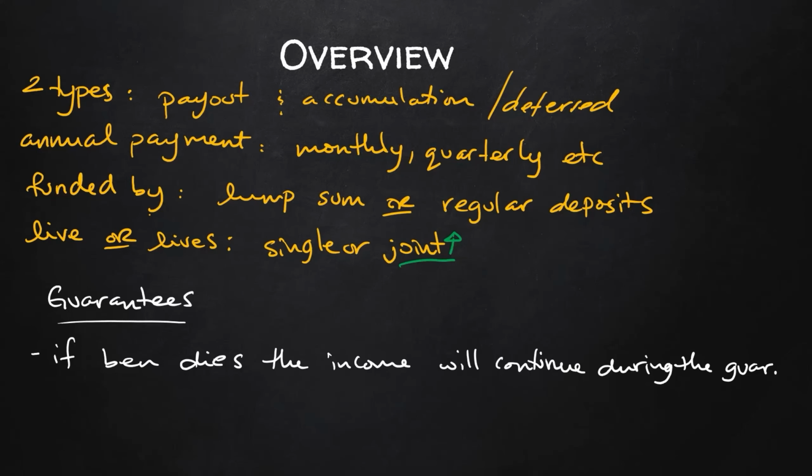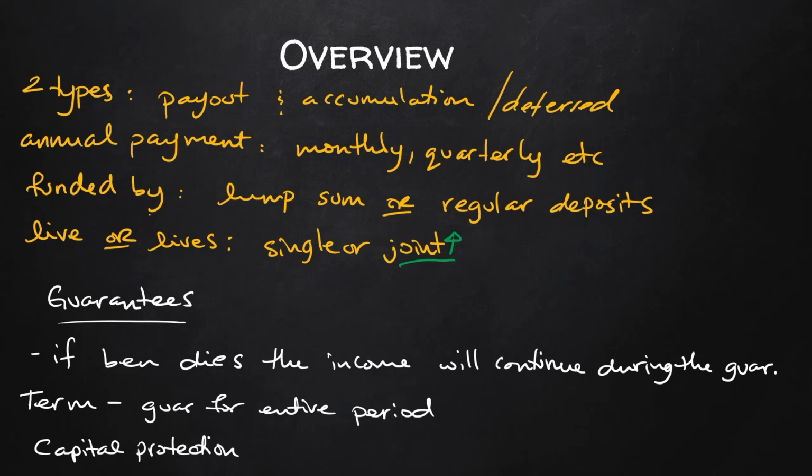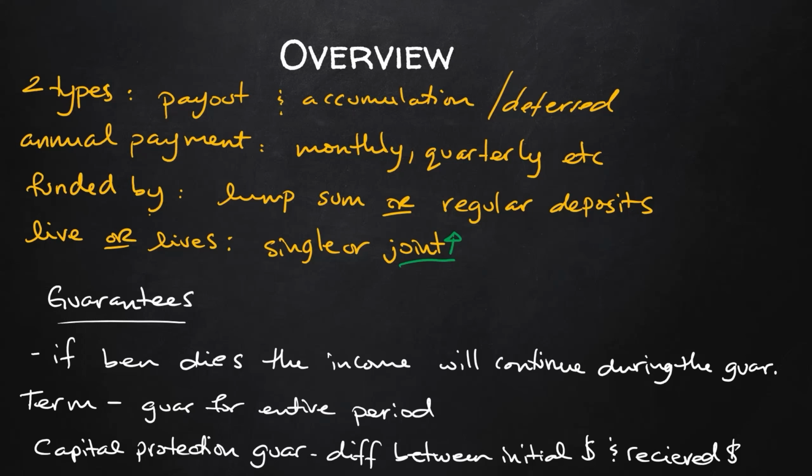Now, they're usually set up in terms of years 5, 10, 15, 20 years, and a term policy is actually guaranteed for the entire period, so there is no loss of capital with that one. Now, there is a capital protection guarantee, and what that is, it's an option on an annuity, and if this is chosen, if this does need to be used, the difference between the payments received and the initial capital is what's paid out to whoever that end beneficiary ends up being.